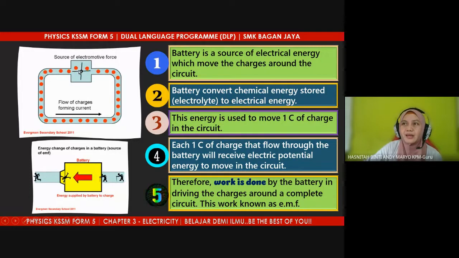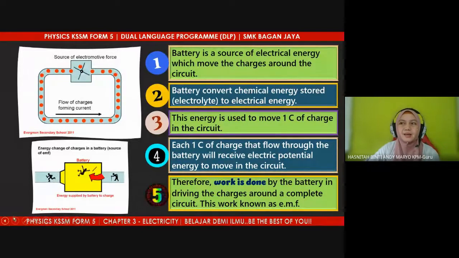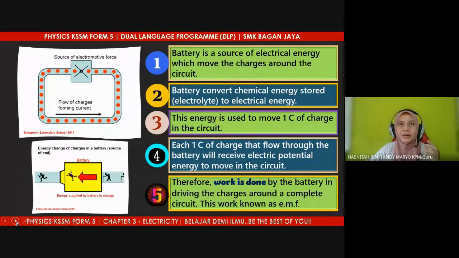Okay, this is an example of charges flow. So they pass through the battery, they will be charged. Dia akan terima energy so they can move around a complete circuit. Once they move around a complete circuit, we say that current is flowing through the conductor. Again, what is current? A rate of flow of charge. Okay students, this one I think is not included in your module, right? You can add this later as an additional point, to understand where this EMF is coming from.